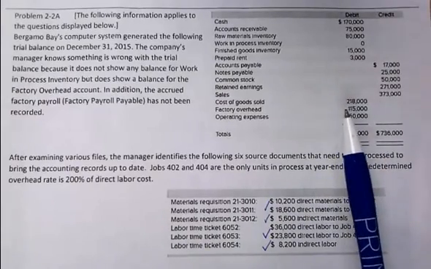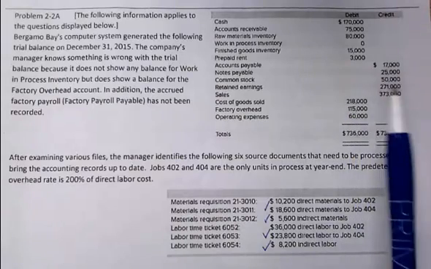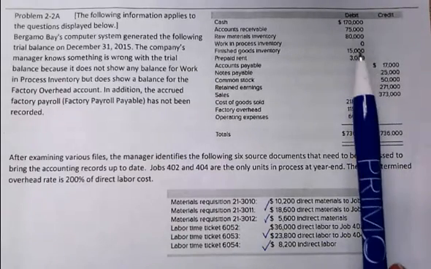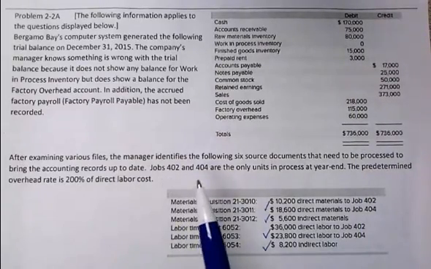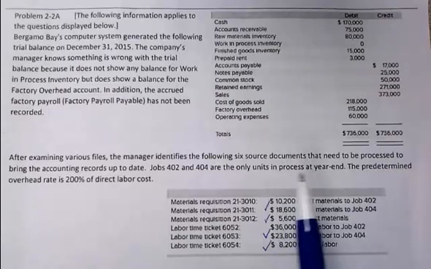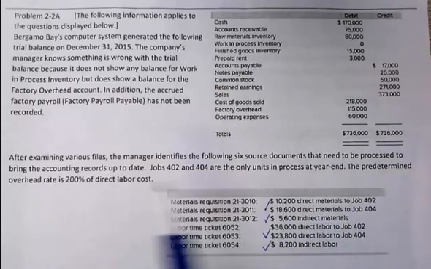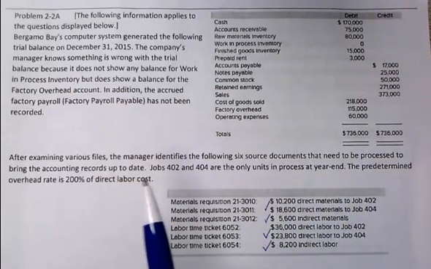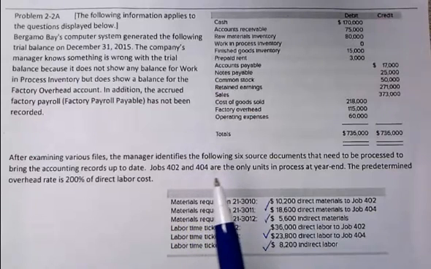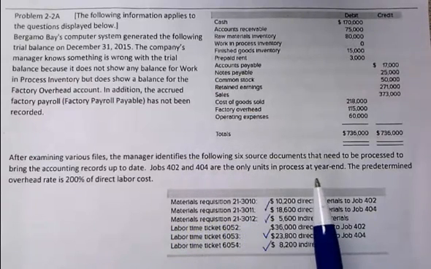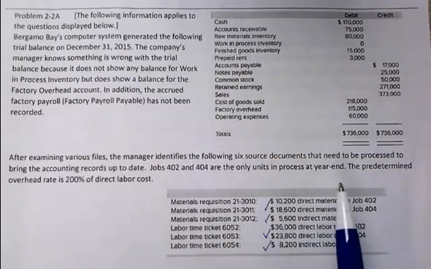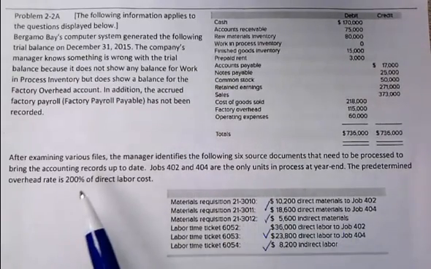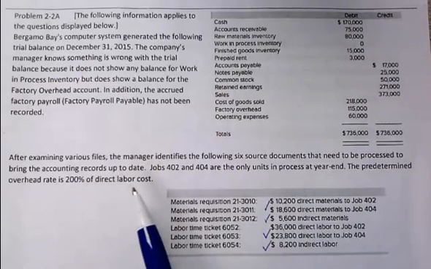So we have a little problem here because the manager knows that there's work being done and there should be something in this account. So after examining various files, the manager identified the following 6 source documents that need to be processed to bring the accounting records up to date. Jobs 402 and 404 are the only units in process at year end, which means they're still a work in process. They're not done yet. The predetermined overhead rate is 200% of direct labor cost.